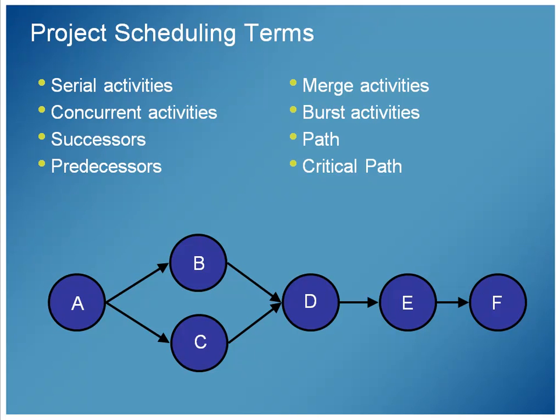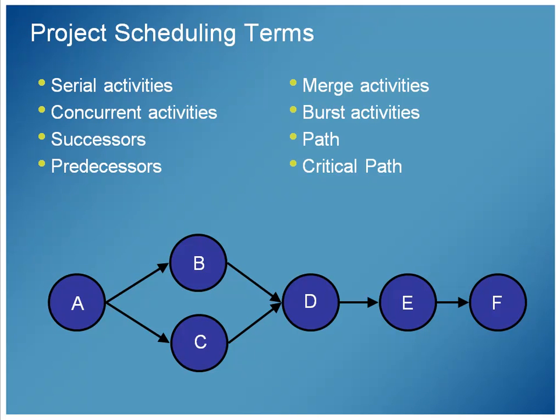Merge activities are where things join. D is a merge activity because B and C are merging into D. A burst activity is an activity that branches into more than one. So A is a burst activity because A has 2 successors.